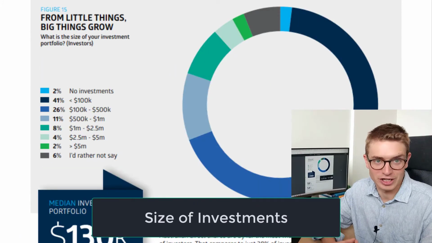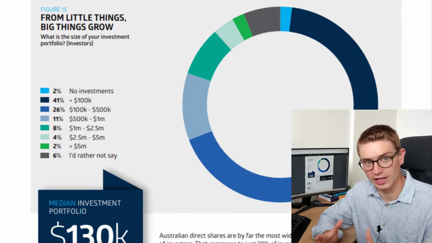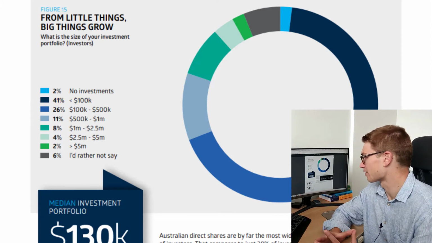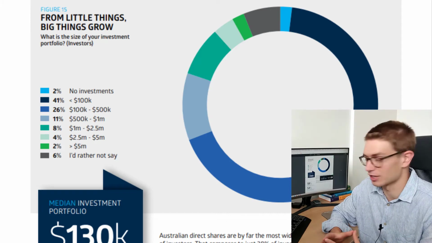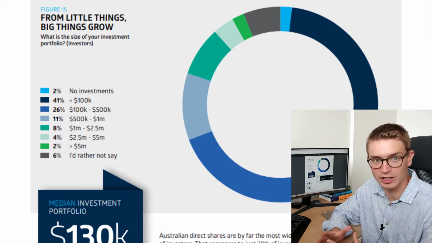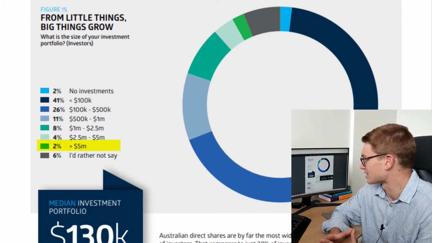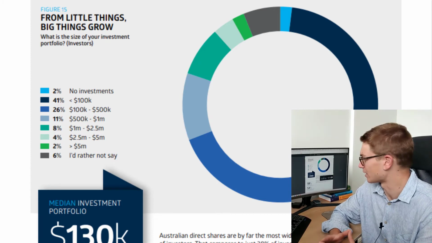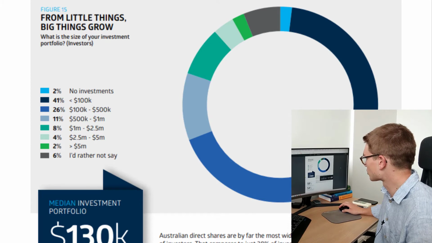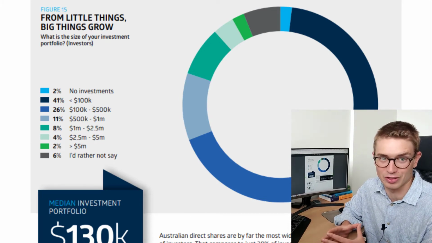As you can see from this chart, it's very interesting to look at the actual size of the portfolio of these Australian investors. So 41% of Australians have an account size less than $100,000. 25% between $100,000 and $500,000, and only 2% of Australian investors have greater than $5 million invested. I think that this is a really interesting chart to look at, and the median investment portfolio is about 130K.